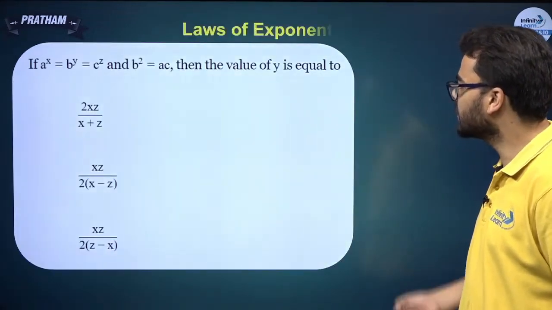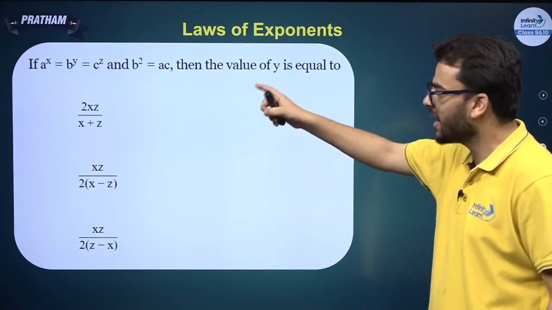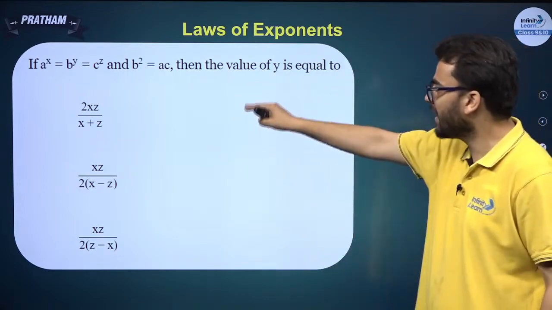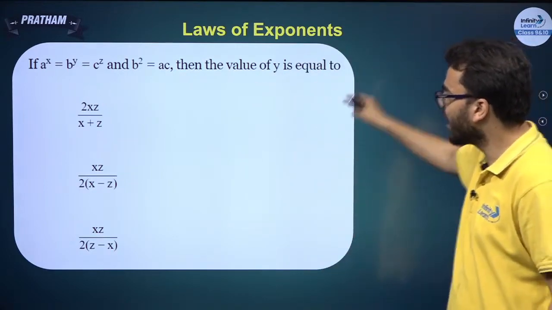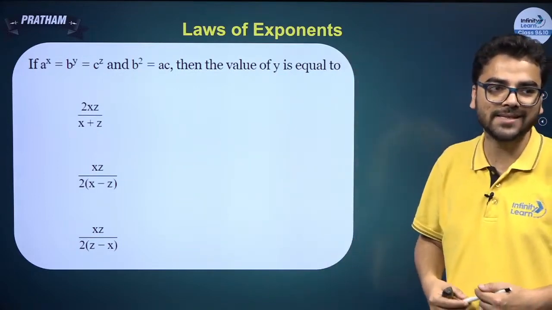Can you try doing this one? If a raised to the power x is equal to b raised to the power y is equal to c raised to the power z and b square is equal to ac, then can you find the value of y? You have to find the value of y in terms of x and z.